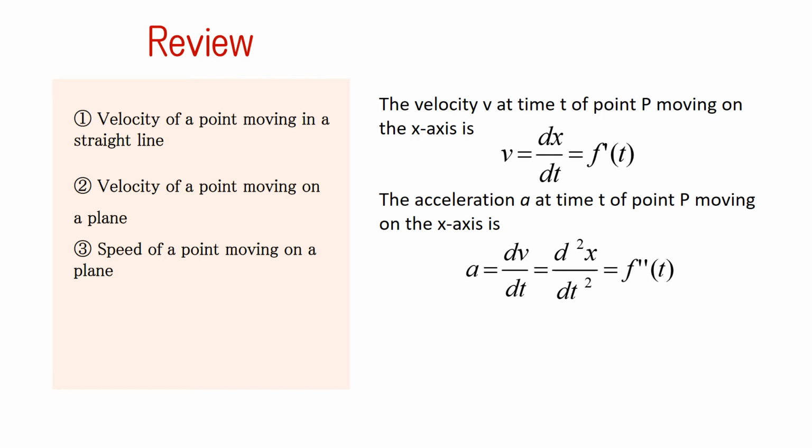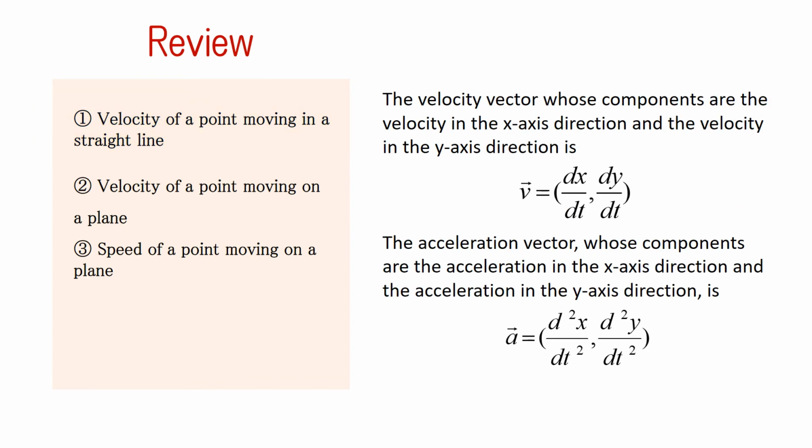Now let's review. The velocity v at time t of point P moving on the x-axis is v equals dx over dt, which equals f prime of t. The acceleration a at time t of point P moving on the x-axis is a equals dv over dt, which equals d squared x over dt squared, which equals f double prime of t.